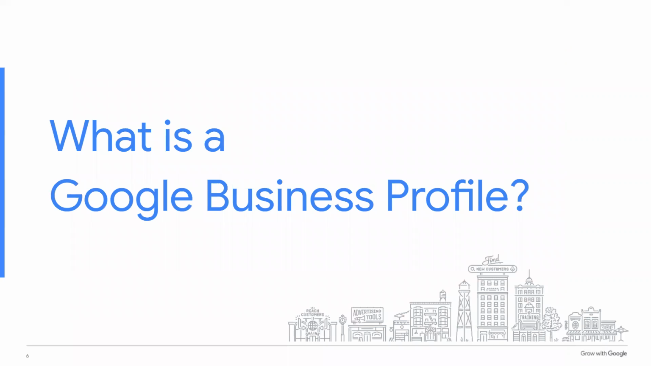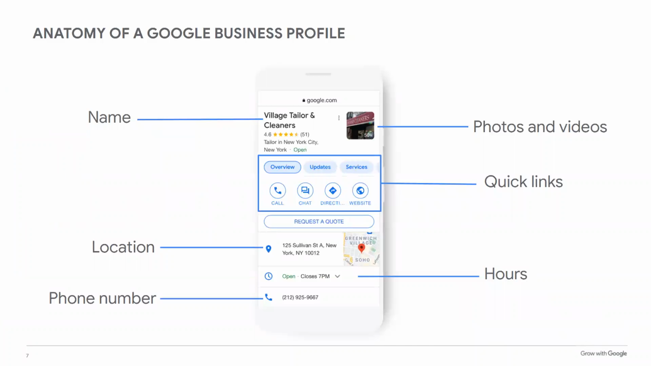Okay, so what is a Google business profile? So when you're driving down the road and you want to find something, we're going to talk about Village Tailor and Cleaners. As you can see on the screen, when you Google, we'll just say that we're in New York City, and we want a cleaner, this is what his listing is going to pop up and look like.